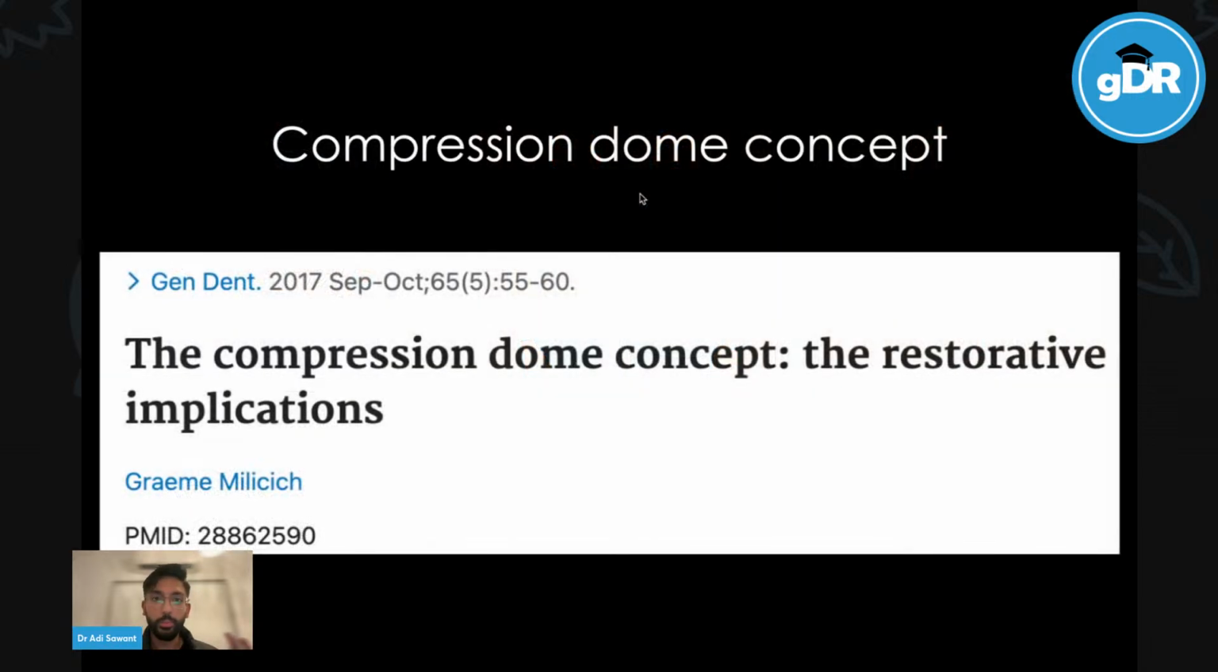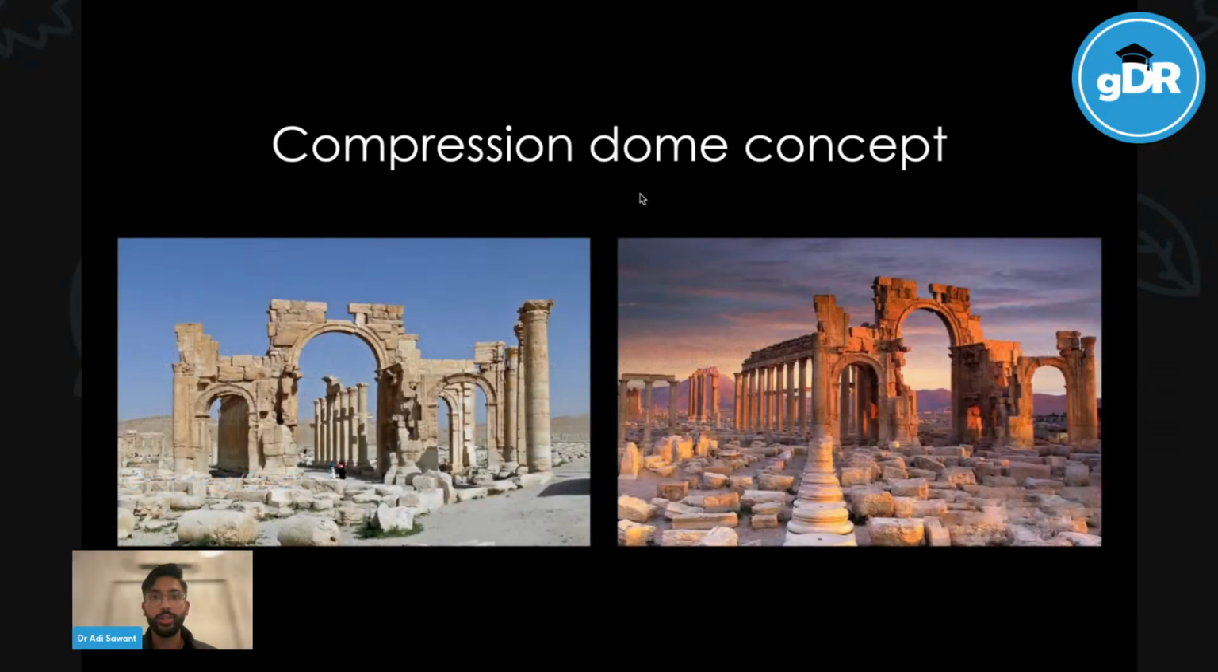So the compression dome concept is a key part of biomimetics. And Graham Milicic, in his paper in 2017, really conceptualized this quite well. But essentially, if we look at domes or compression domes outside of dentistry, this is what we see, right? You look at ruins, you look at the ancient Greeks, ancient Romans. A lot of the ruins that you see, these dome-like structures are the last thing that are standing. Why is that? It's because these domes are actually quite strong as structures.